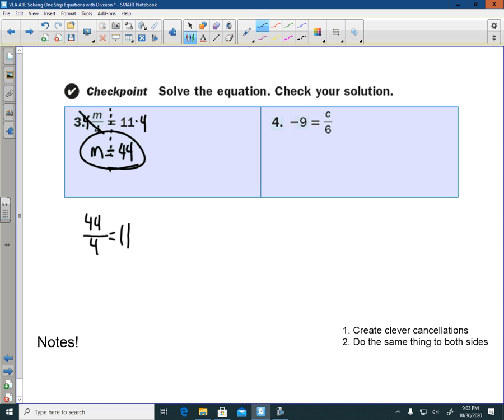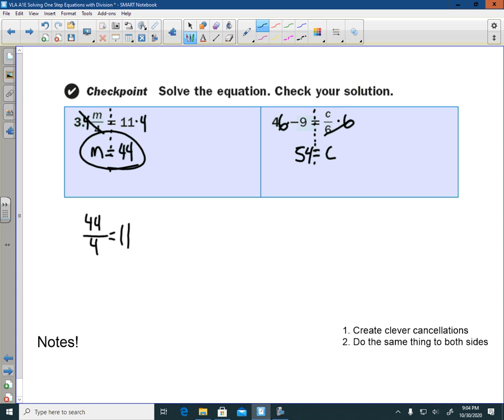Number 4. -9 equals C divided by 6. Well, it looks like we're going to be multiplying by 6 on both sides this time. The 6's cancel. On this side, we have the C left over. And then 6 times 9 is 54.